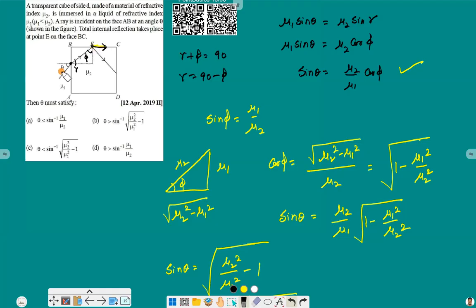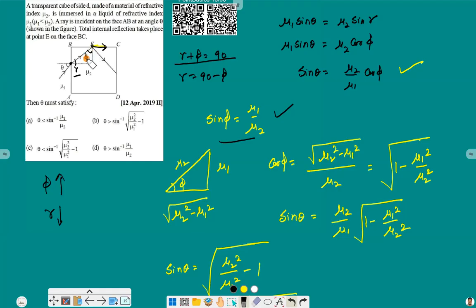Now for this given condition we can increase the value of phi, because if the value of phi is less than some critical value, TIR will not happen, and if the value of phi is greater than the critical condition, then TIR will happen. So here phi can be increased further. If phi can be increased further, it means gamma will decrease, because gamma and phi add up to 90 degree.